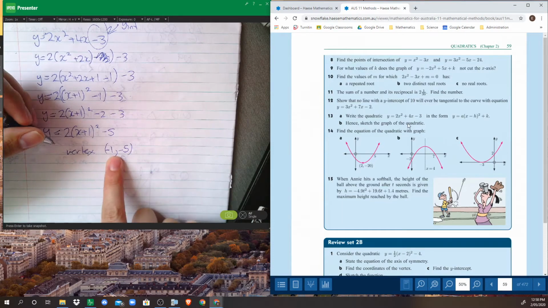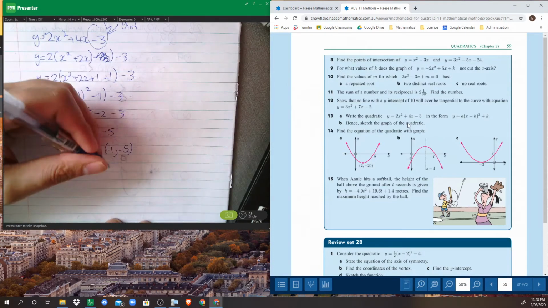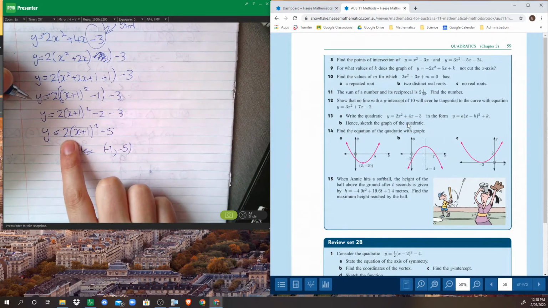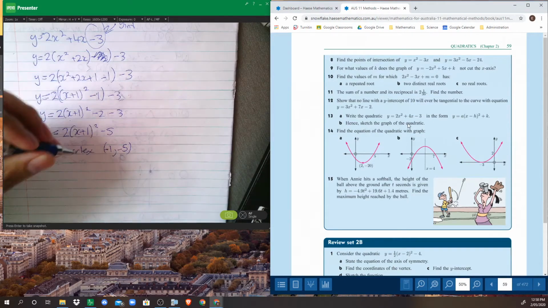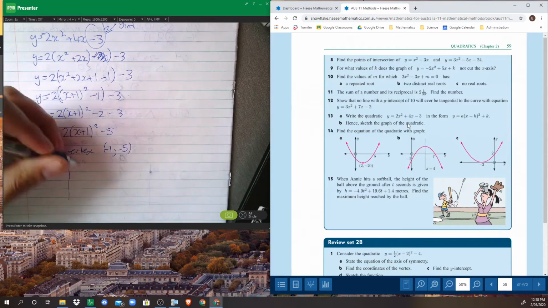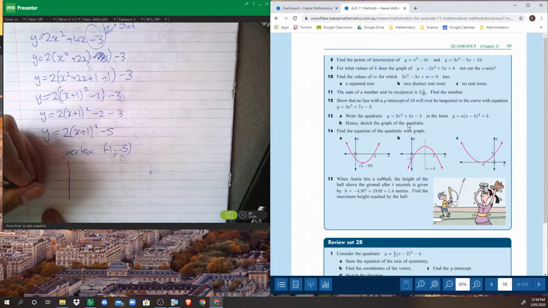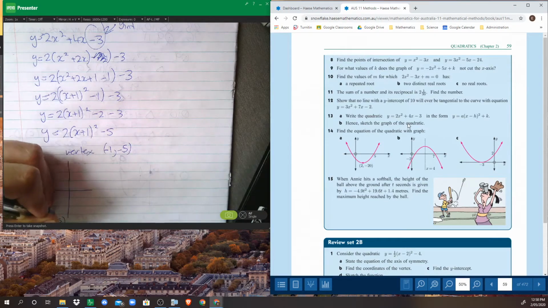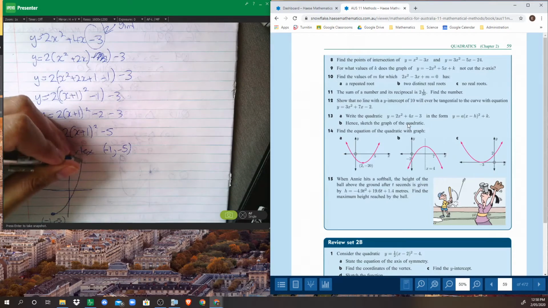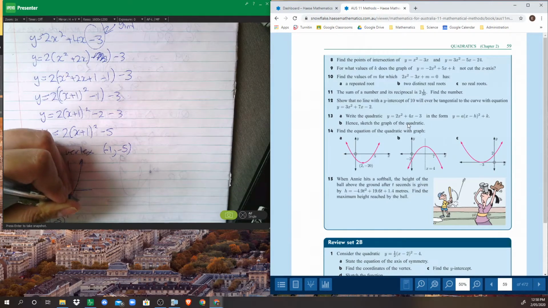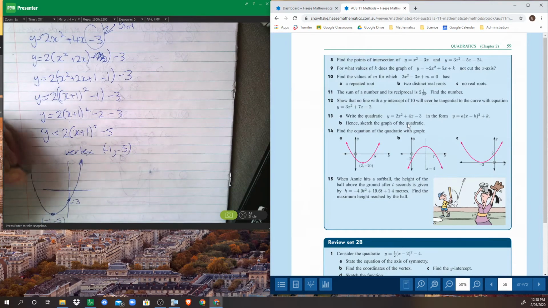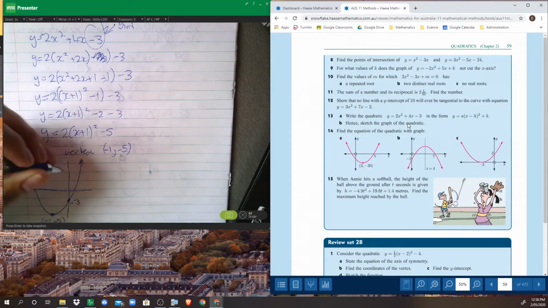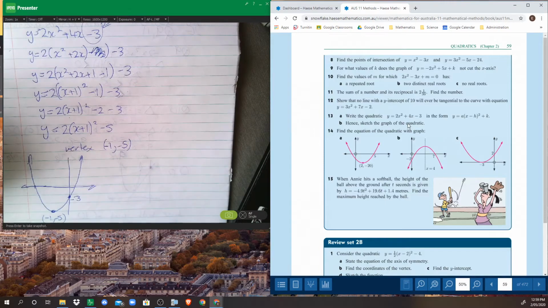Okay, so that's the vertex. We're going to just draw this now. It is also concave up as well. So, all right. So I put this as -1, -5, and it kind of comes up like that, goes through -3, and has a symmetry on the other side. There you go. Something to that effect.